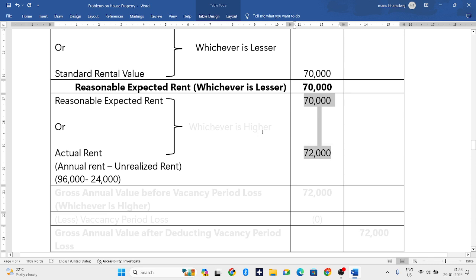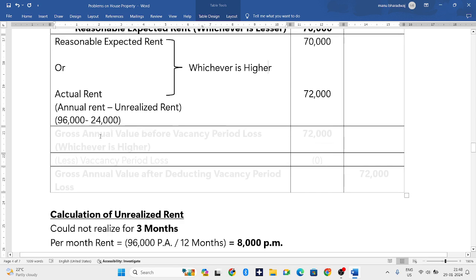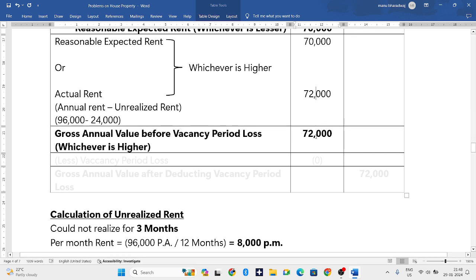Now between this 70,000 and 72,000, whichever is higher, we take that amount. Between 70,000 and 72,000, 72,000 is higher, so that will be considered as gross annual value before vacancy period loss. So before deducting vacancy period loss, that is the gross annual value.